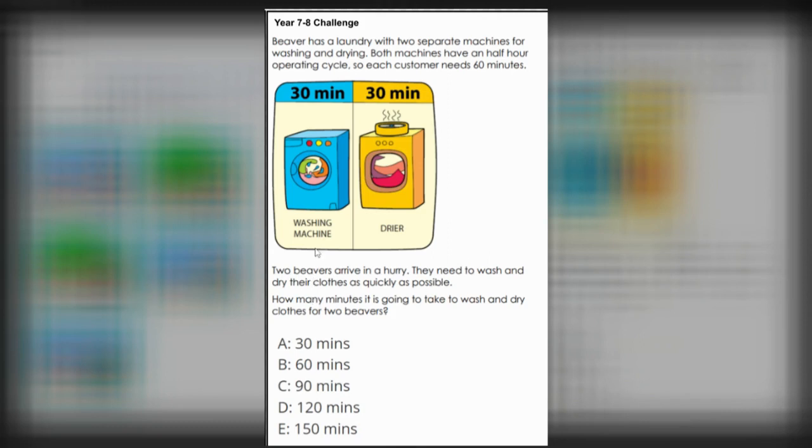So we need to think Beaver A would come, wash their clothes for 30 minutes, and then put their clothes into the dryer for 30 minutes. Whilst Beaver A's clothes are drying, Beaver B can put their clothes in the washing machine for 30 minutes. So after 60 minutes, Beaver A has their clothes washed and dried, and Beaver B has their clothes washed. They would then put their clothes into the dryer for another 30 minutes, so in a total of 90 minutes, their clothes would have been cleaned. So the answer was C, 90 minutes to have 2 beavers wash and dry their clothes. Well done if you got that one correct.